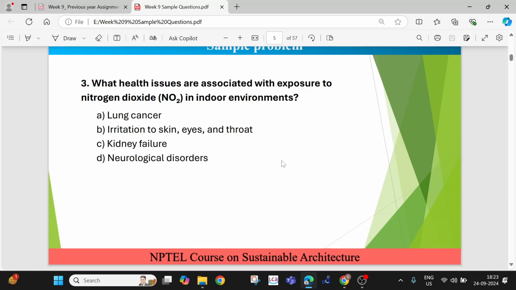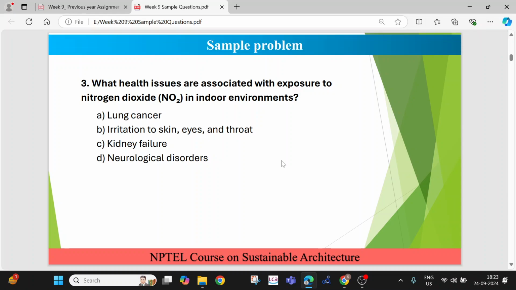Can anybody recall what harmful effect or health issue nitrogen dioxide causes, out of the four options? A, B, C, D: lung cancer, irritation to skin, eyes, and throat, kidney failure, and neurological disorder. Which will be the most suitable answer? Nobody of you is able to answer this question. So option A is not the right answer.